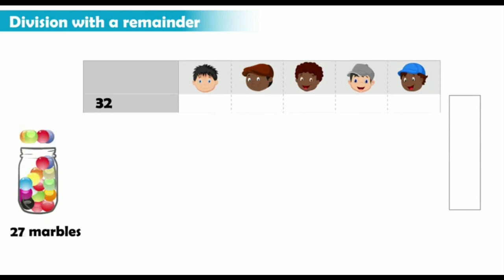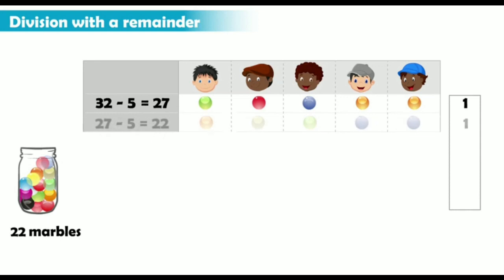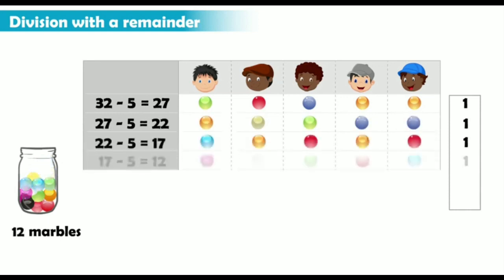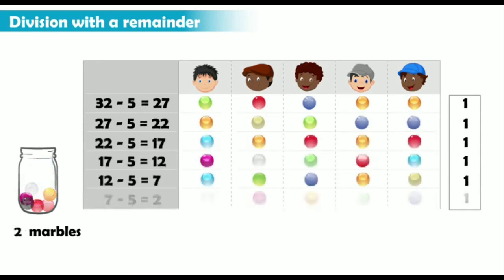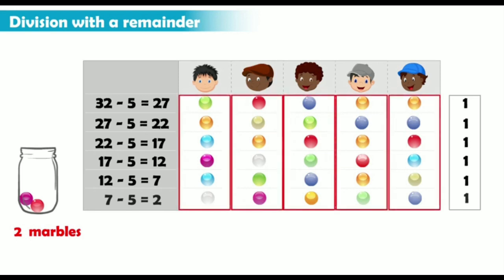So we begin by taking away 5 marbles and giving each player 1 marble. This leaves us with 27 marbles, and we write 1 in the marginal column to the right. We can continue subtracting 5 from the amount of marbles left. Look, now we have 2 marbles left. Unfortunately, we cannot give them to anyone, because everybody should have the same number of marbles, as there has to be a fair game.